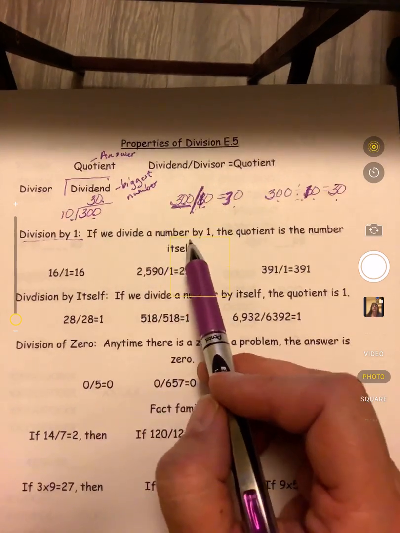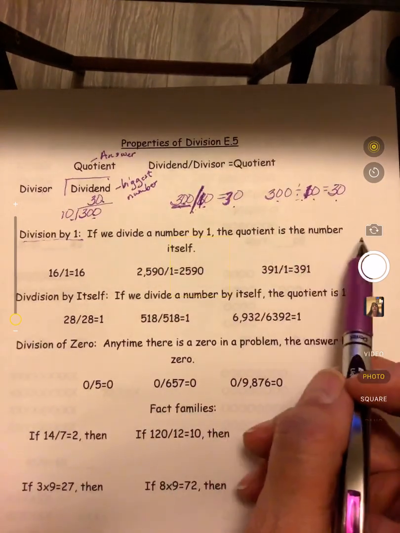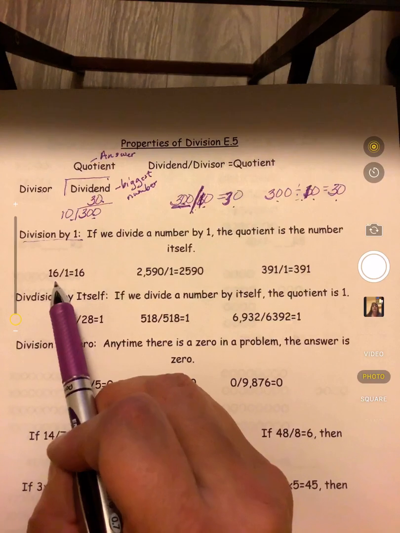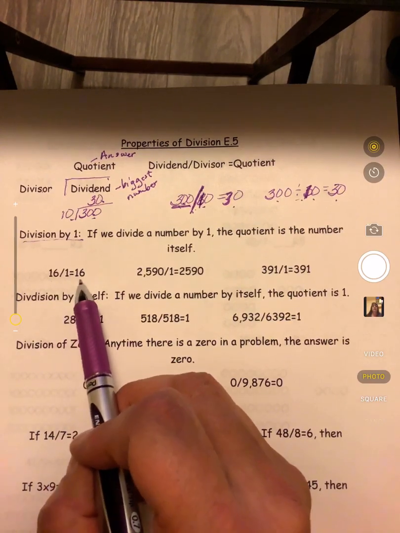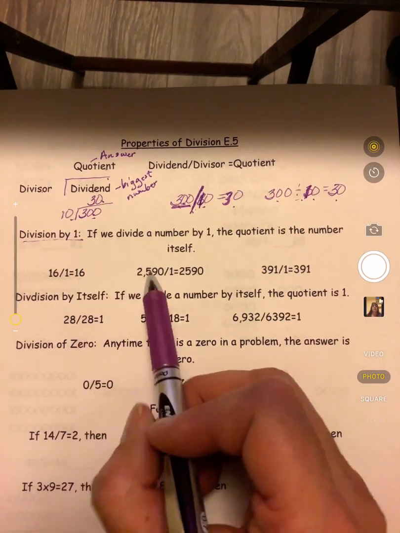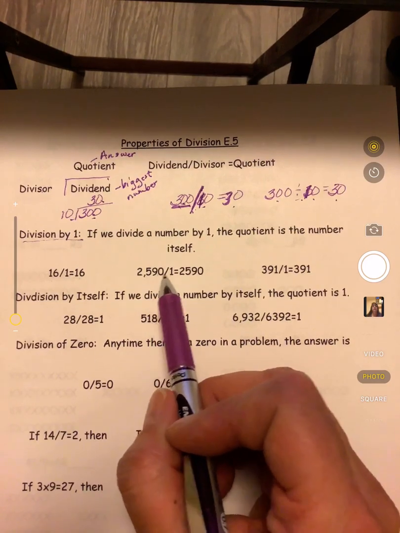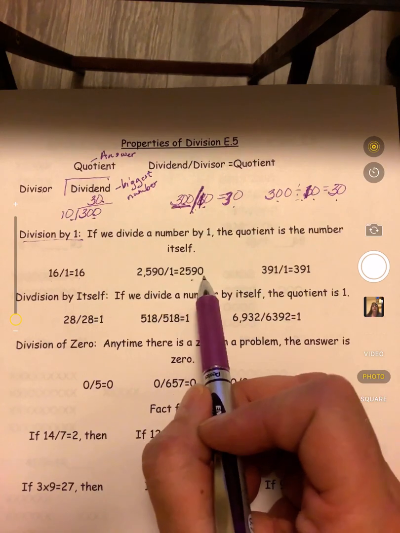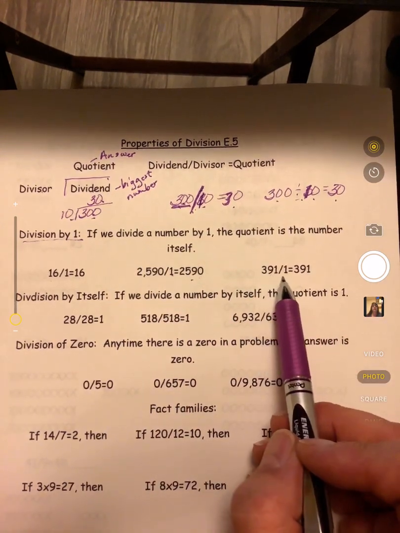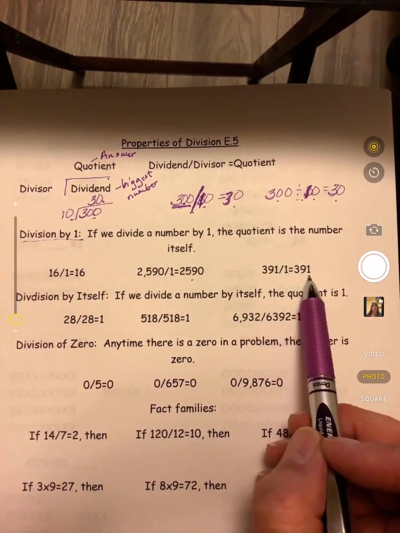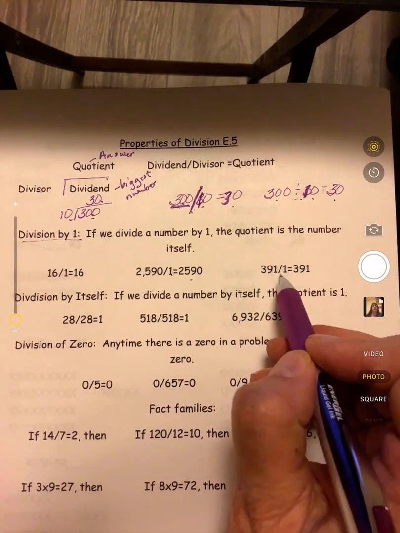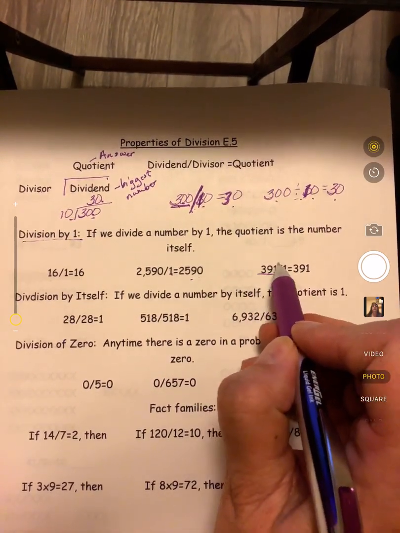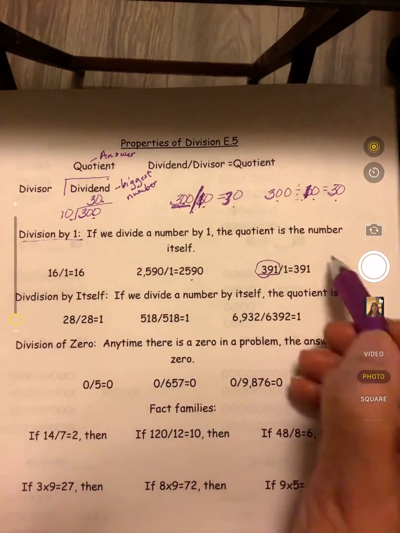If we divide a number by 1, the quotient is the number itself. 16 divided by 1 equals 16. 2,590 divided by 1 equals 2,590. 391 divided by 1 is 391. So if you see a 1 in there, you just automatically put the other number. Okay?